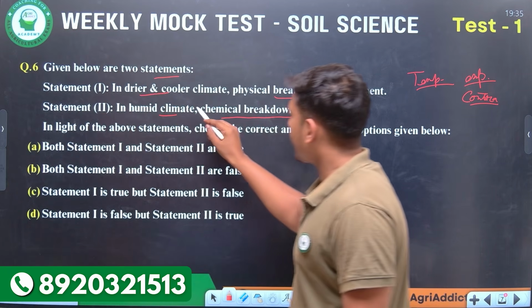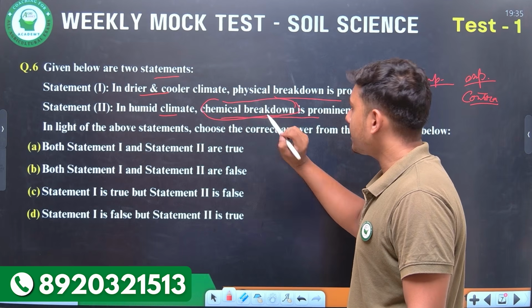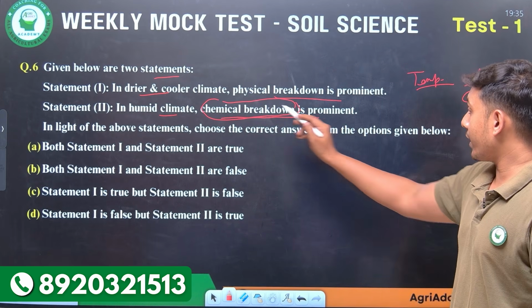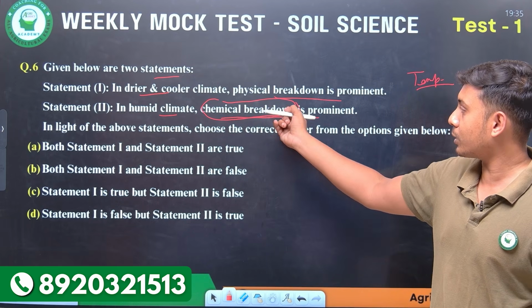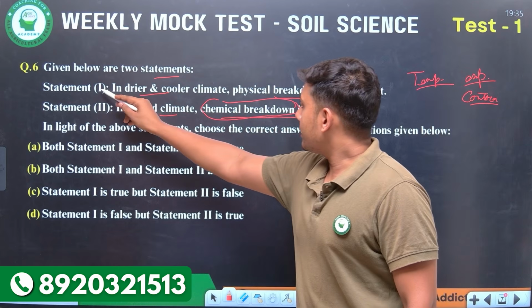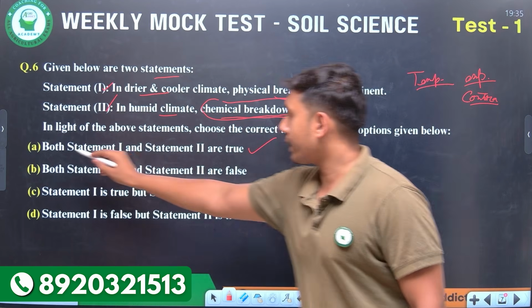And for the humid climate, we know that for chemical breakdown, we need temperature and we need water. So in humid climate, the temperature is usually high and the water is also present there for chemical breakdown. So in this case, both the statements will be right. Both statement 1 and 2 will be right. So this answer will be correct.